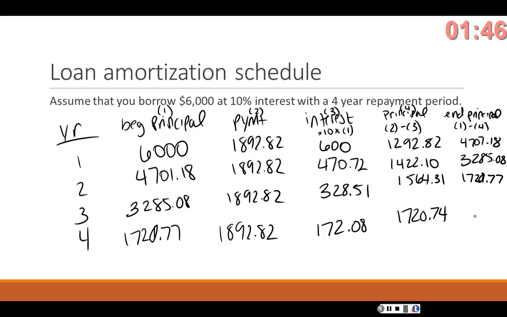The difference here is 3 cents, and that's due to rounding, but it shows how your payments go towards interest and principal every period. So the amount that you're paying towards interest every period is decreasing, and the amount that you're paying towards principal every period is increasing.